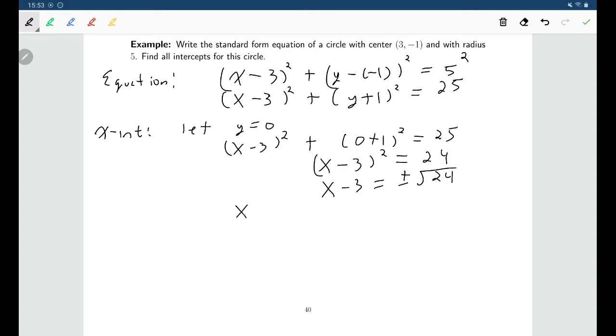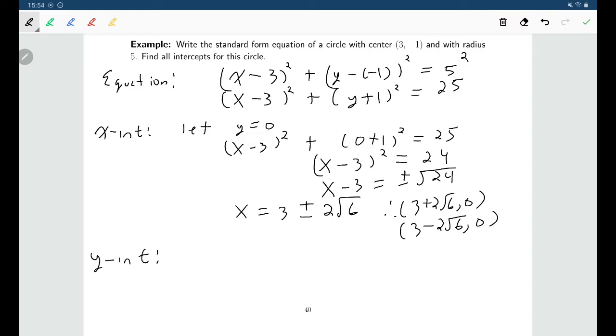So x should be 3 plus or minus the square root of 24, and don't forget that the square root of 24 needs to be written in simplest terms. The square root of 24 is the square root of 4 times the square root of 6. So we have two x-intercepts: (3 plus 2 root 6, 0) and (3 minus 2 root 6, 0). Those are our two x-intercepts.